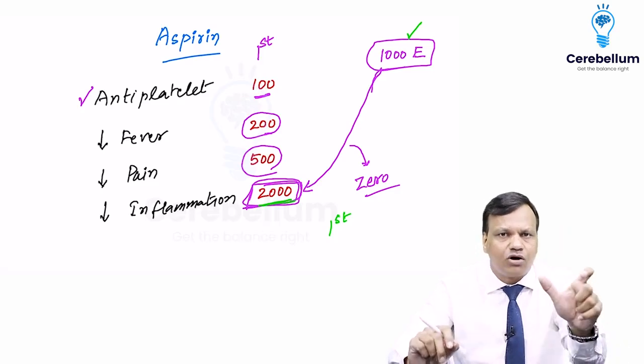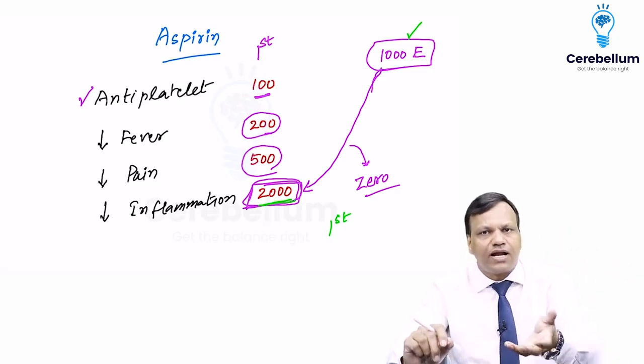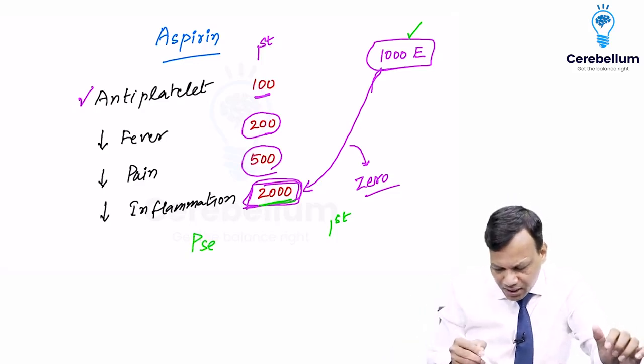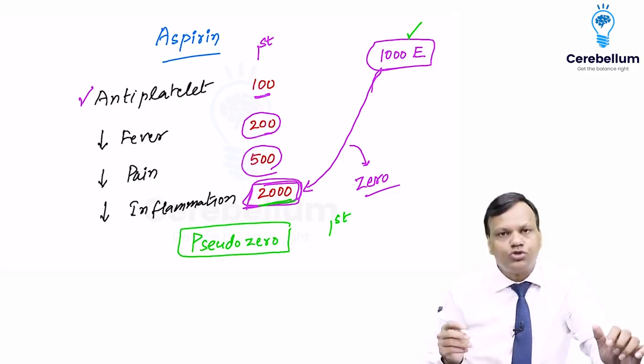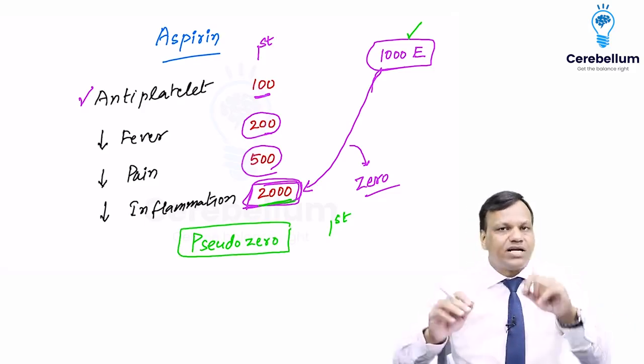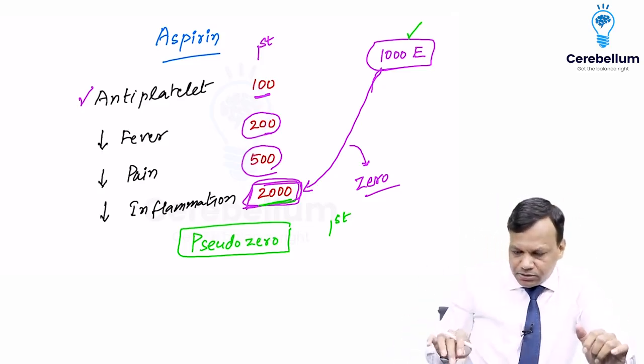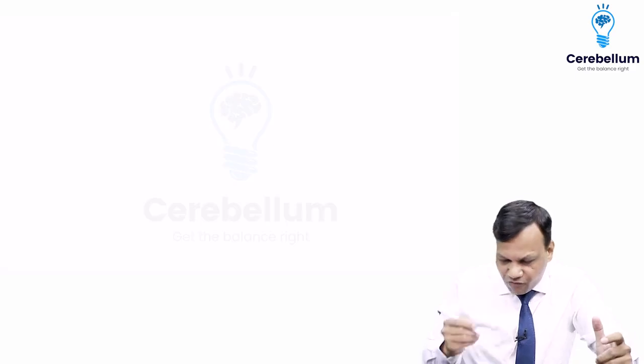All drugs following zero order kinetics will change to first order at low concentrations. So that's why zero order kinetics is sometimes known as pseudo zero order kinetics. Do not get confused between zero order and pseudo zero order. It is the same thing, because the drug is never following zero order always. Clear?